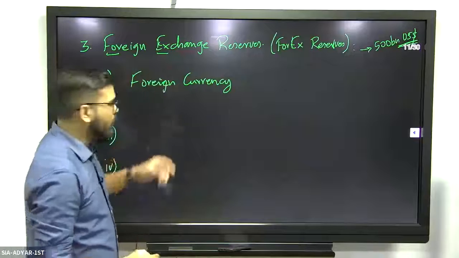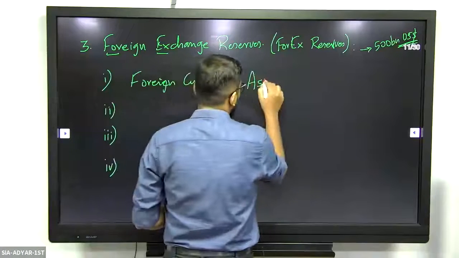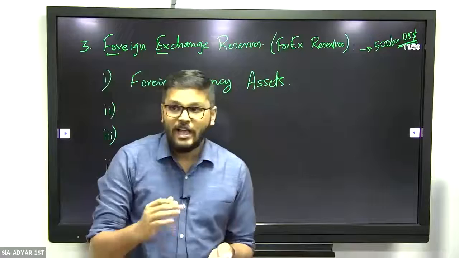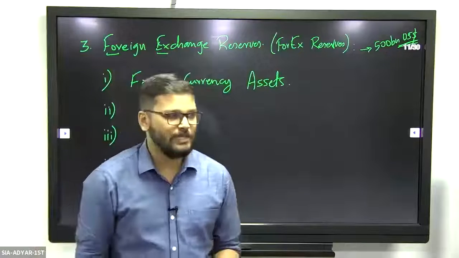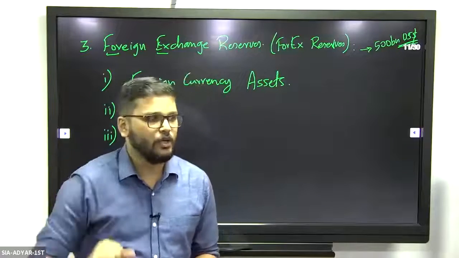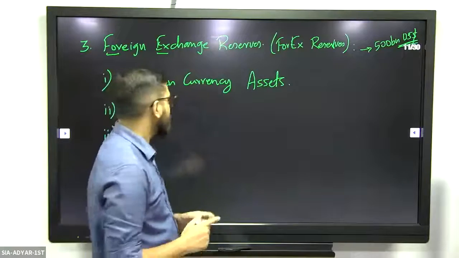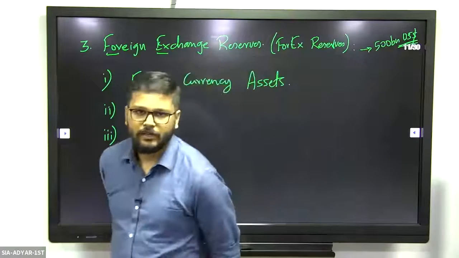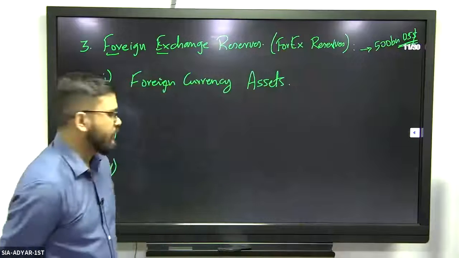Anyway, it is not foreign currency, it is foreign currency assets. Why do I call it an asset? When you have money, only when you give it as a loan, it becomes an asset. Cash in hand is not an asset. An FD that you put in a bank is an asset. Okay, that is foreign currency assets.